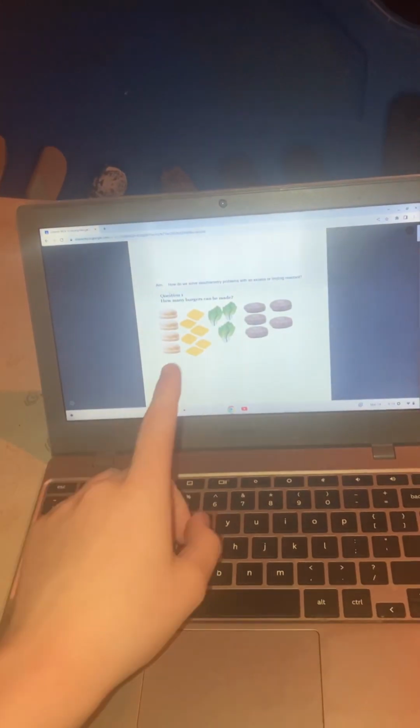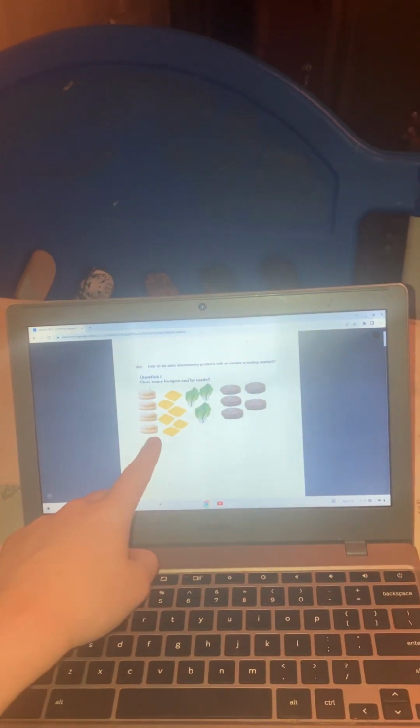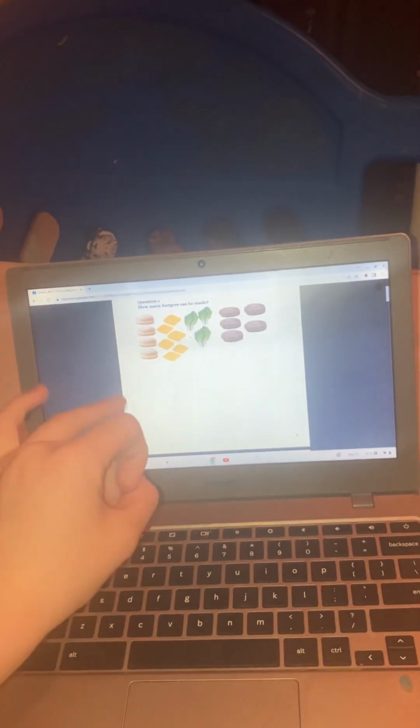So, how do we solve stoichiometry problems with an excessive or limiting reagent? In this case, how many burgers can we make? We have 4 buns, 5 cheeses, 3 lettuces, and 5 meats. Well, I can only make 3 burgers. And then the 2 pieces of cheese, the 1 bun, and the 2 pieces of meat, that's going to be our excess left over.